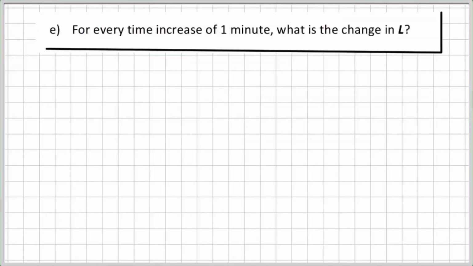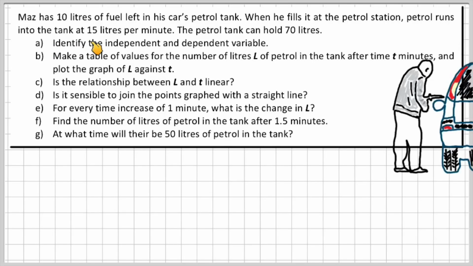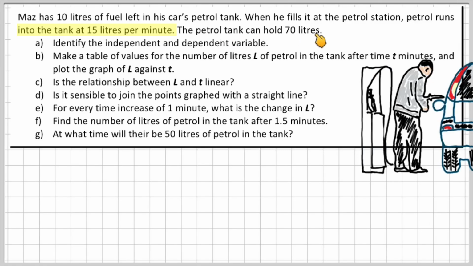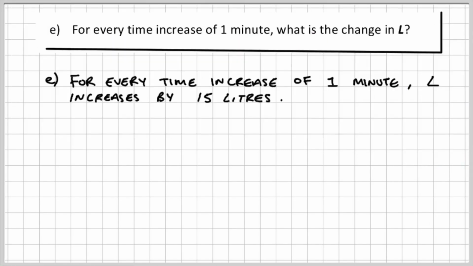Moving on, part E says, for every time increase of 1 minute, what is the change in L? Now, before I give you the answer, think back at the problem. Every minute Maz fills the petrol tank, how many litres of petrol go in the tank? So the answer is, for every time increase of 1 minute, L increases by 15 litres. That's the rate of change.